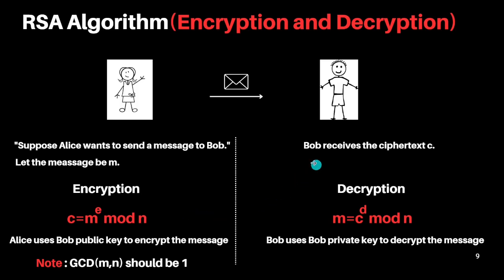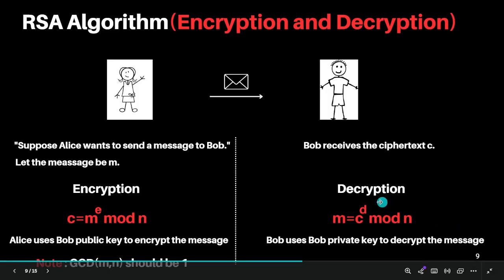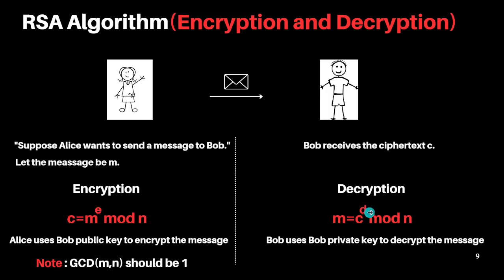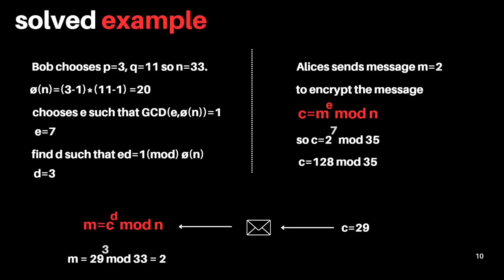After Bob receives the ciphertext, he will use the decryption algorithm, that is M = C power d mod n. When he substitutes the ciphertext in this algorithm, he will get the original message M. So Bob uses his private key to decrypt the message. We know that d is the private key of Bob. So after getting the ciphertext, he will use his private key to retrieve the original message M. These are the encryption and decryption algorithms. Now we will look at a solved example for a better idea.